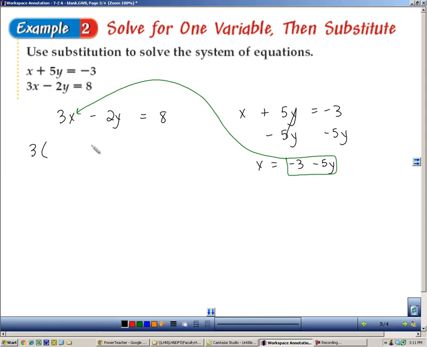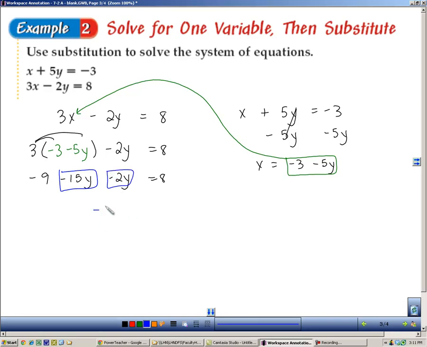So now we have 3 times negative 3 minus 5y minus 2y equals 8. Now I'm going to do algebra here. Distribute the 3, negative 9 minus 15y minus 2y equals 8. These are like terms that are on the same side, so they just get combined. Negative 15 minus 2 is negative 17. And that equals 8. Add 9. So negative 17y equals 17 and divide by negative 17. So it looks like y equals negative 1.